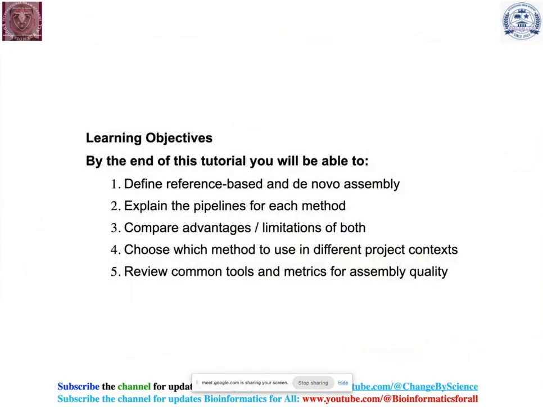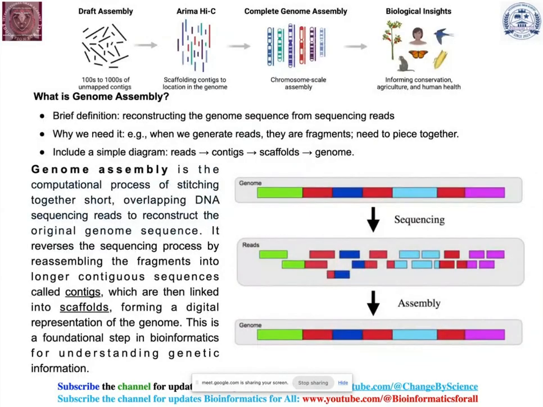Now, what are the learning objectives here? I want to give you the knowledge of reference-based and de novo assembly, and then the pipelines. Of course, I will also go for separate lectures on the advantages and disadvantages of reference-based and de novo assembly. Then, which method to use in different project contexts. Then you can also go for the common tools and metrics for assembly quality.